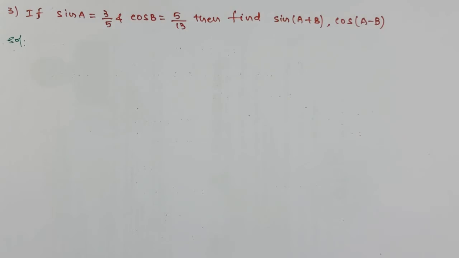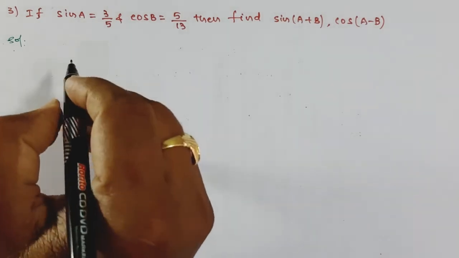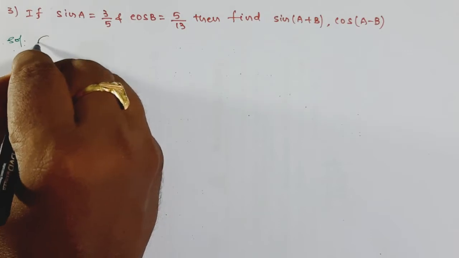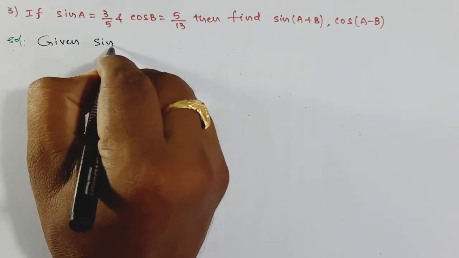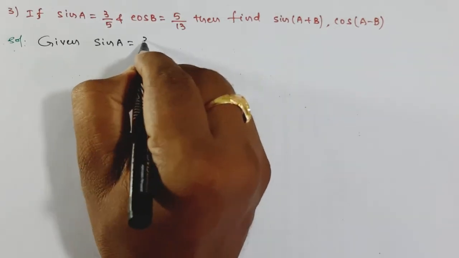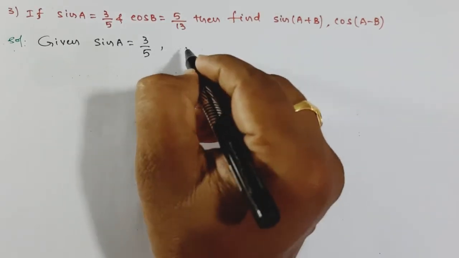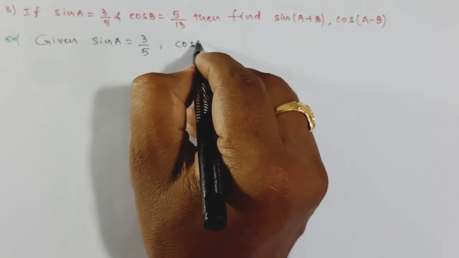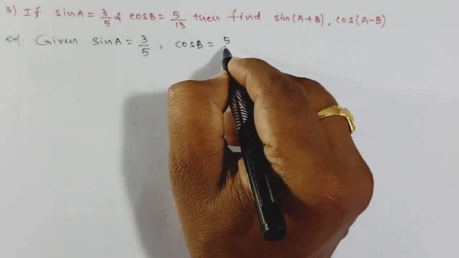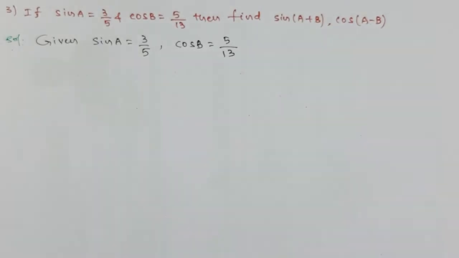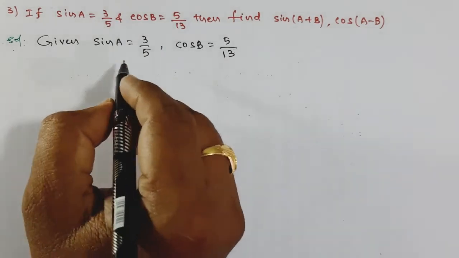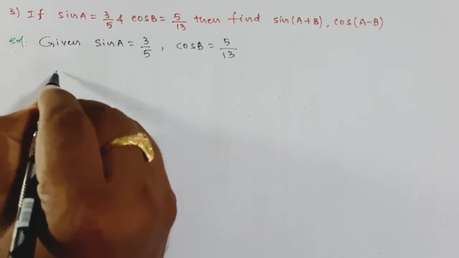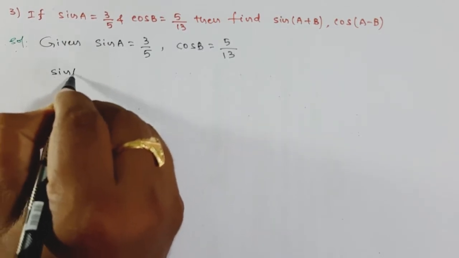We take another problem in this concept. Given values are sin A equal to 3 by 5 and cos B equal to 5 by 13. Then find sin of A plus B and cos of A minus B. First we have to find cos A using the sin A value, and then find sin B using the cos B value. For finding sin of A plus B and cos of A minus B, first we have to find cos A.